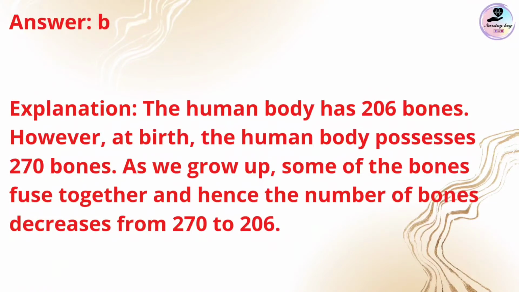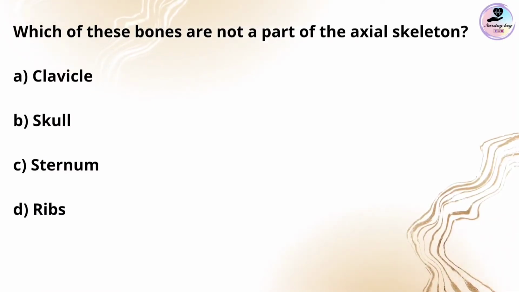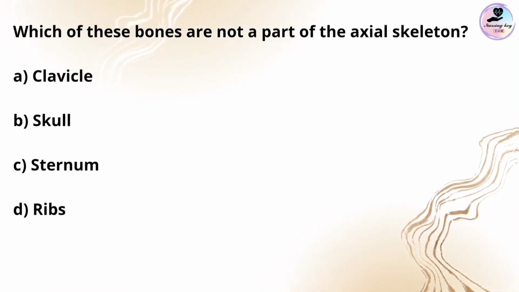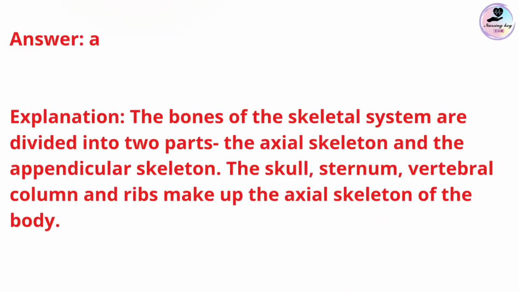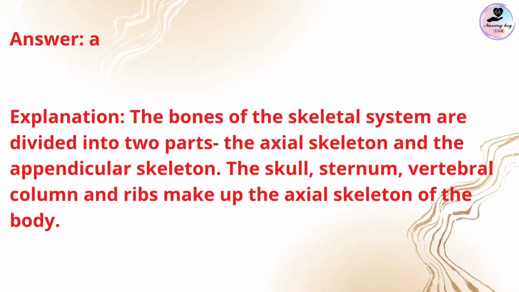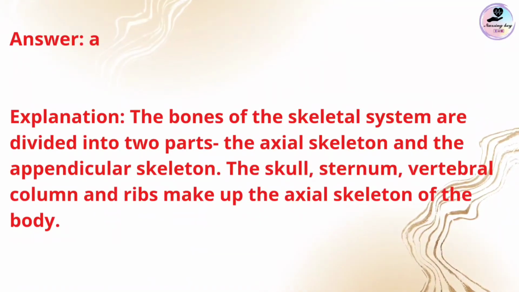206. Next question is, which of these bones is not a part of the axial skeleton? A. Clavicle, B. skull, C. sternum, D. ribs. So correct option is A. clavicle. The bones of the skeleton system are divided into two parts. First one is axial skeleton and second one is appendicular skeleton. The skull, sternum, vertebral column and ribs make up the axial skeleton of the body.